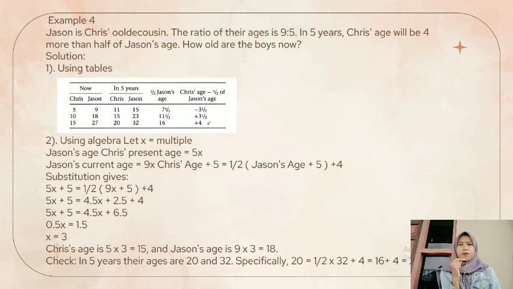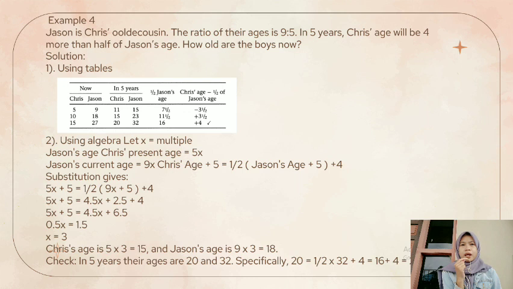Substitution gives 5x + 5 = 1/2 (9x + 5) + 4. And 5x + 5 = 4.5x + 2.5 + 4. 5x + 5 = 4.5x + 6.5 and 0.5x = 1.5. To get the value of x, both sides are divided by 0.5 so that x = 3.